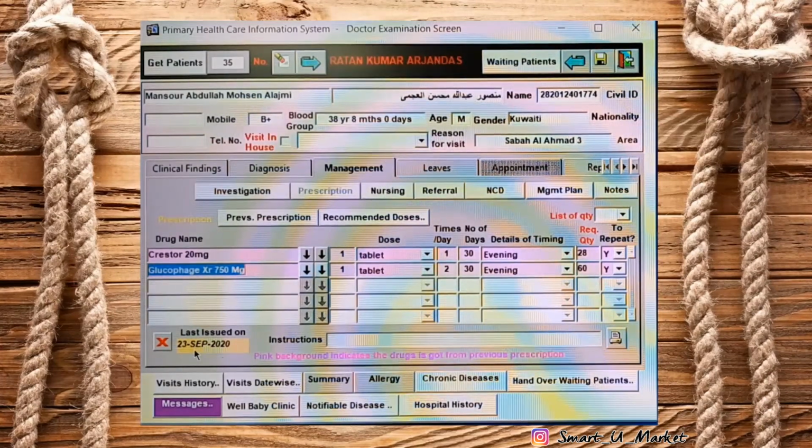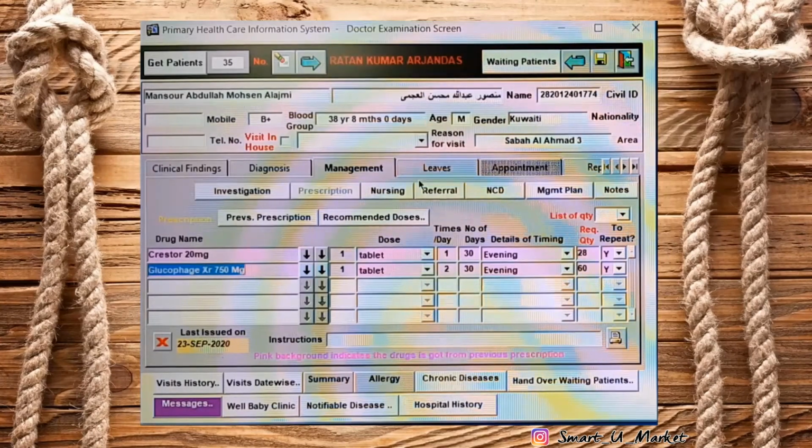If he comes after 1 week, at least by pressing this icon, I will find that this patient has already taken the medication. So we have to be careful about giving the medication on the next visit after 7 days. At least there should be a gap of 1 month. So this is all about the management.